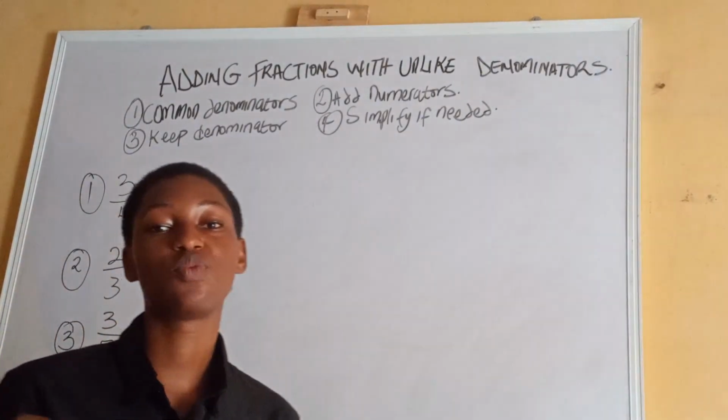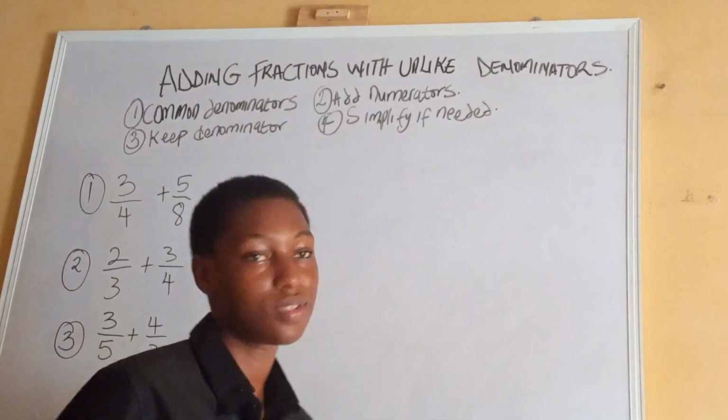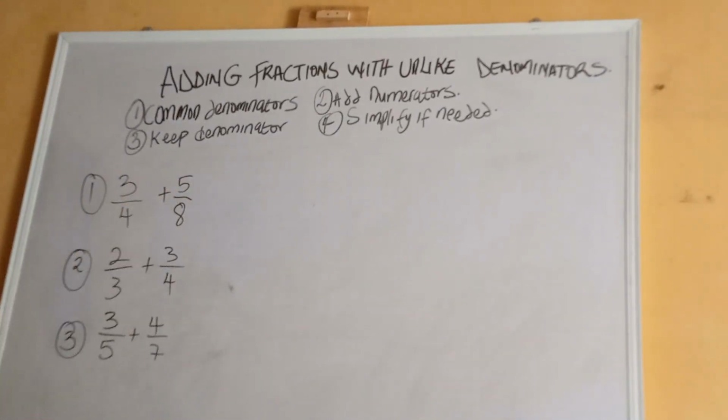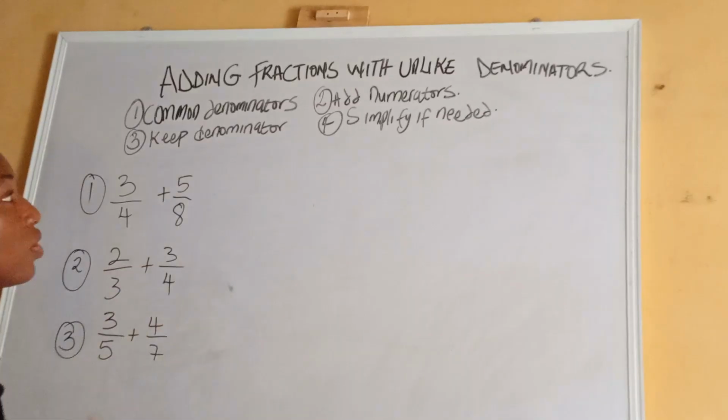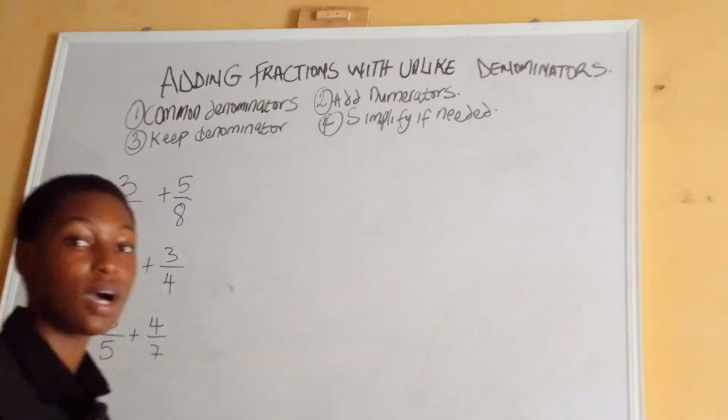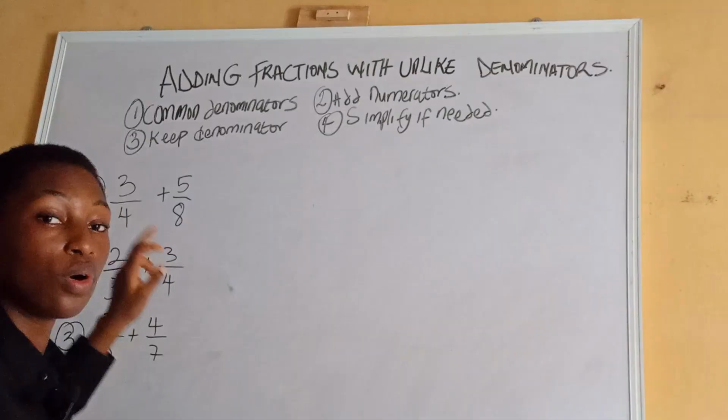So in today's lesson, we are going to be talking about how to add fractions. But this time around, we are dealing with unlike denominators. You see fractions like this: 3/4 plus 5/8. We are dealing with unlike denominators now. So what do we do when you have fractions with unlike denominators?